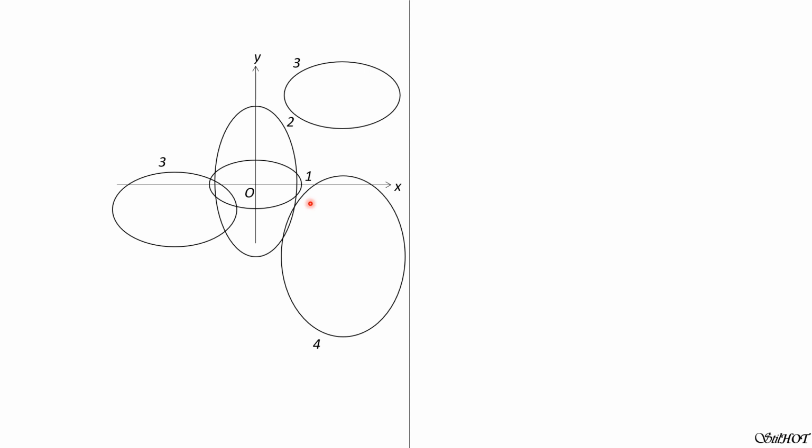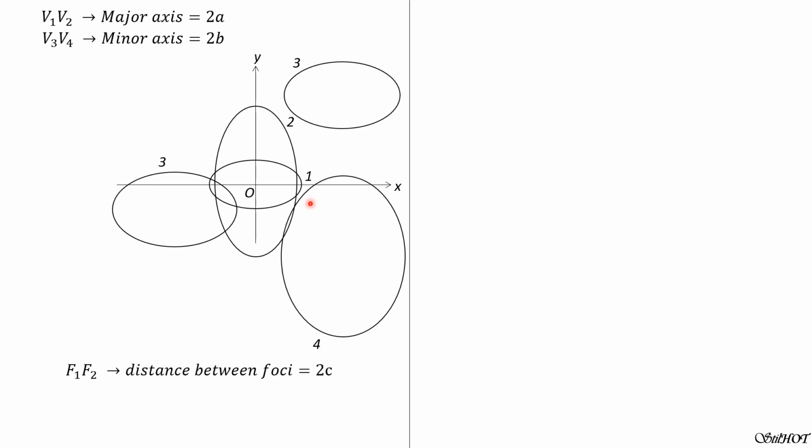So again, we note that V1, V2 is the major axis and it is equal to 2a. V3, V4 is the minor axis which is equal to 2b. And F1, F2 is the distance between foci and it is of length 2c. And the distance between the directrices is equal to 2d.